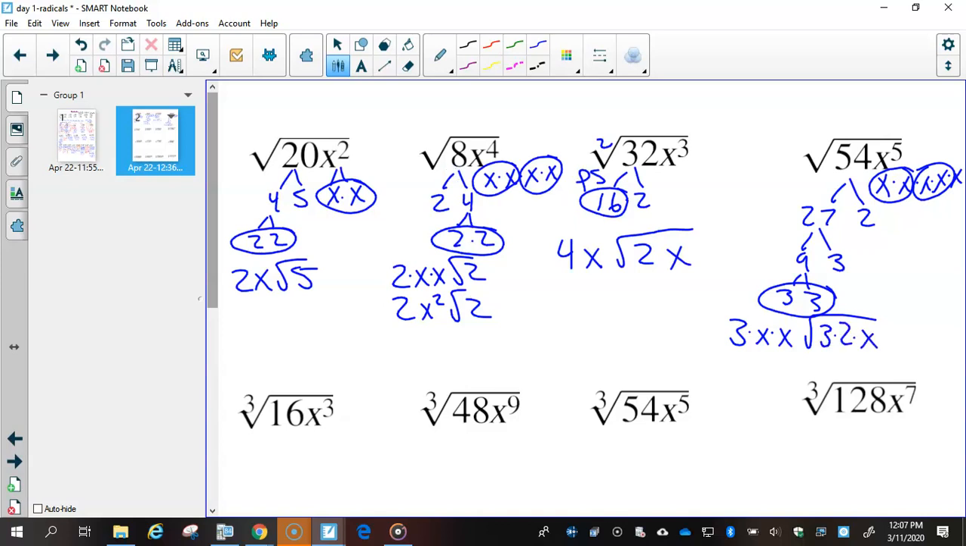And you need to multiply these together. So 3x squared times the square root of 6x. Do we have questions on either of those two? Or if you did it the other way, do you need to see that?